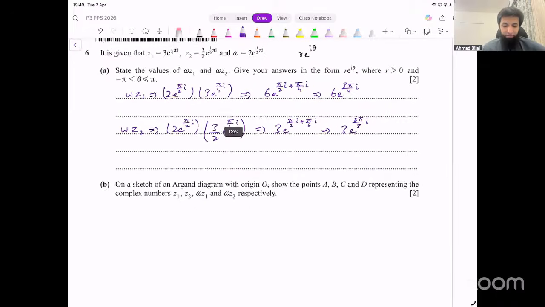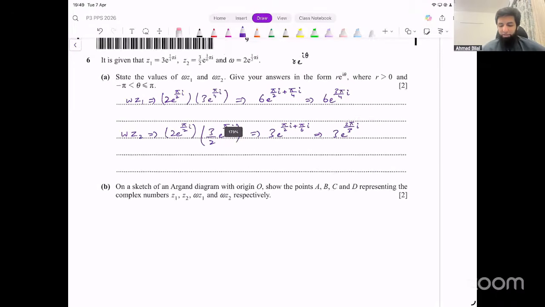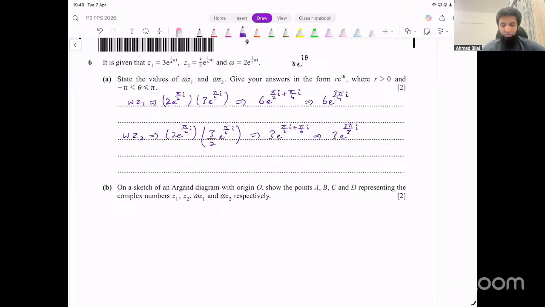Now they're saying on a sketch of an Argand diagram with origin O, show the points A, B, C, and D representing the complex numbers Z1, Z2, WZ1, WZ2 respectively. Achha, let's make an Argand diagram now.